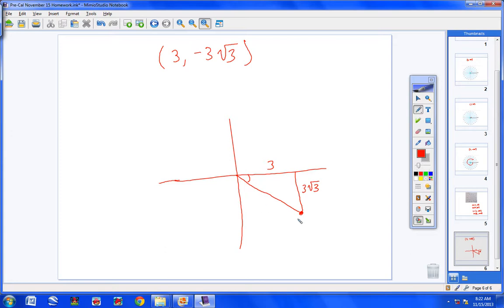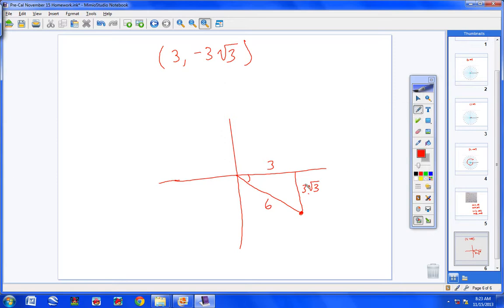Now in order to find my hypotenuse, I would square a 3, that would be a 9, and then I would square 3 square root of 3, which would give me 27. Use your calculator if you need to. 3 square root of 3 squared gives you 27. Add those together, you get 36, and the square root of 36 is 6. So I found my hypotenuse. That's pretty simple to do.